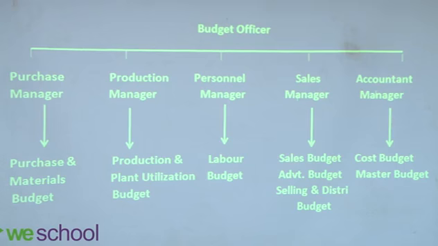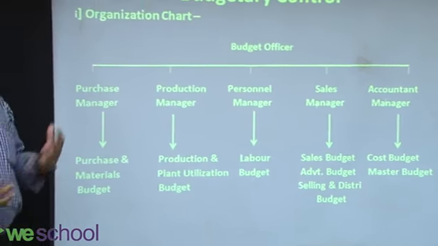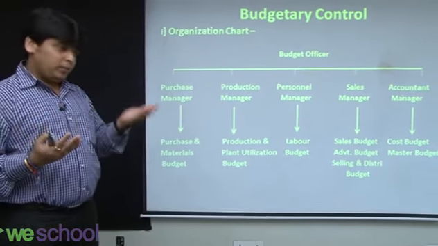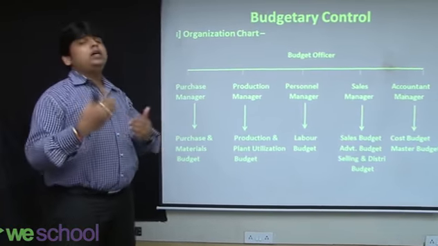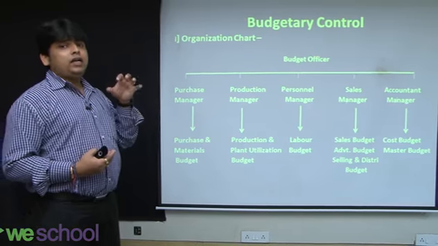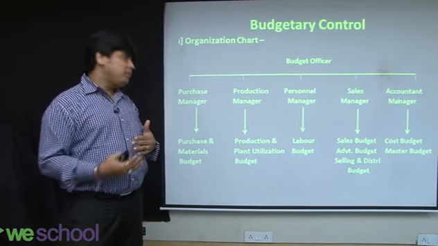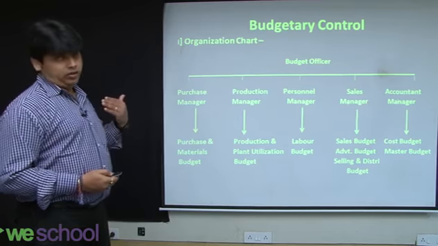Then the accounts manager will prepare the cost budget and the master budget, which consists of all the information of all the budgets made by each departmental head. So this is how the budget is made, and then implemented, and the budgeted amount is continuously compared with the actual amount. If they find differences, they may take corrective action after finding the reason, and implement or revise the budget. So I think how the technique works is very clear to everyone.